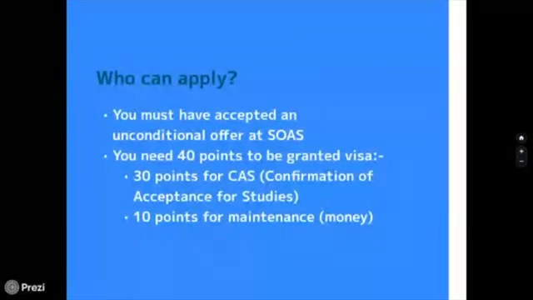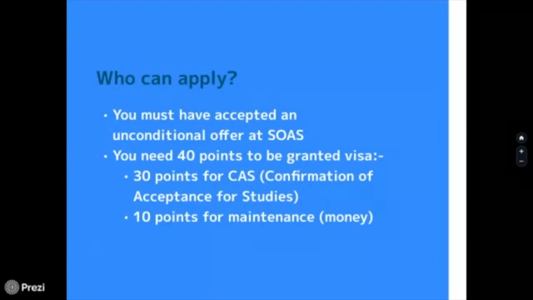Who can apply? To make a Tier 4 application, you need to have an unconditional offer of a place of study at SOAS. So it's not conditional. You've passed all the conditions. Maybe you needed to get an English language score, or maybe you needed to pass a qualification that you're studying at the moment. You've met the conditions. You've been given an unconditional offer, and you can request from SOAS a CAS, a confirmation of acceptance for studies. That is a document that shows that you have a place here at SOAS and that we've agreed to sponsor your visa.